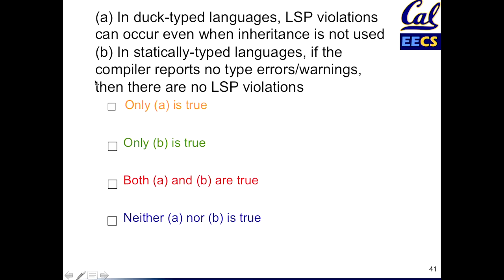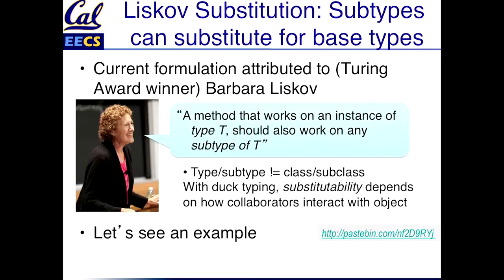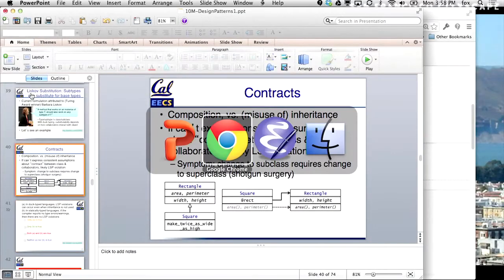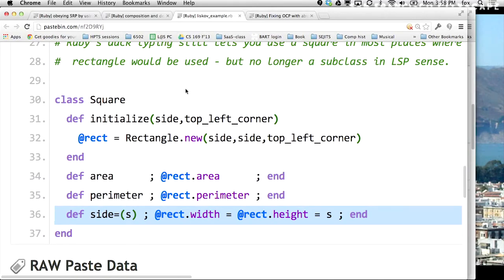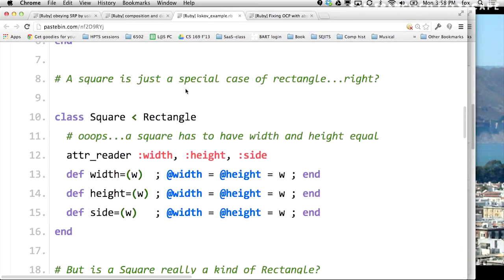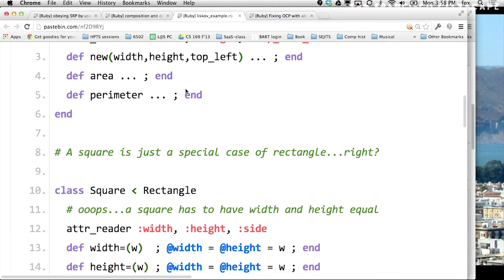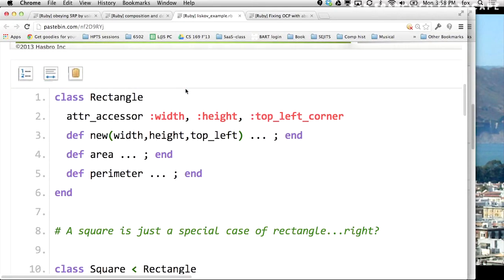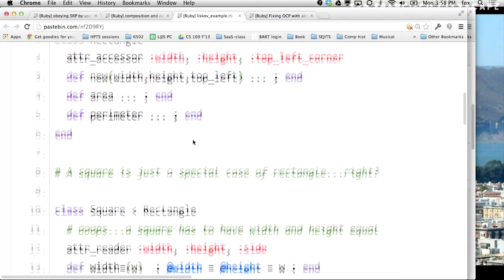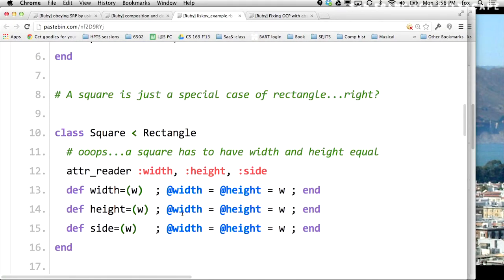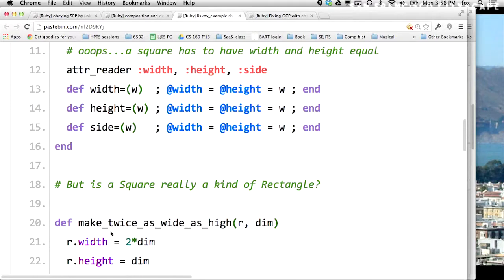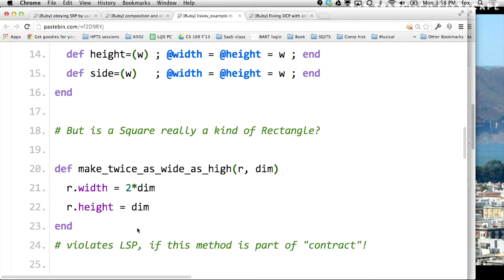What about B? In statically typed languages, if the compiler doesn't give you any warnings, that means there's no LSP violations. Well, even going back to our simple example with our square and friends. So up here, this is the Liskov violating version of the example. And imagine that Ruby had static type checking the way that Java has. There's nothing in here that would suggest that there's any errors, right? And if we wanted to do this twice as wide as high thing, we could write the method to raise an exception, and we could declare which exceptions are thrown, and Java would be happy. So the LSP violation is really not something that can be caught syntactically most of the time.